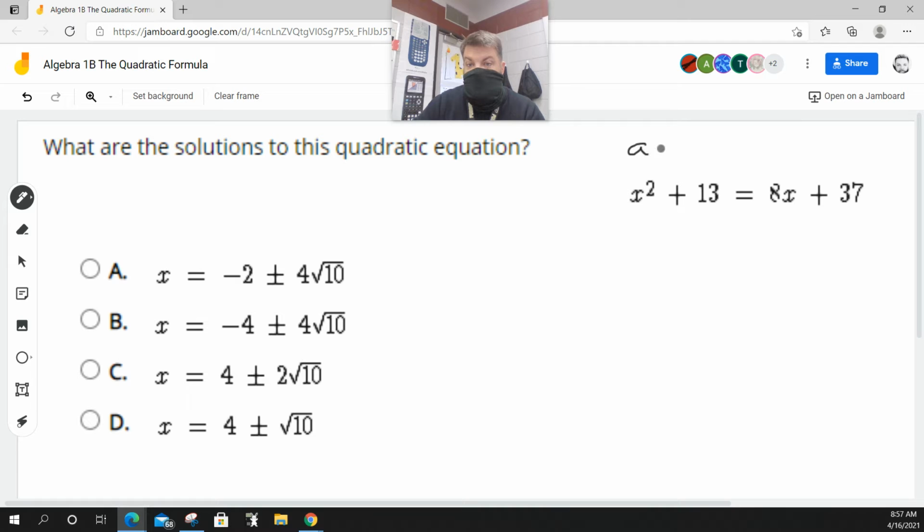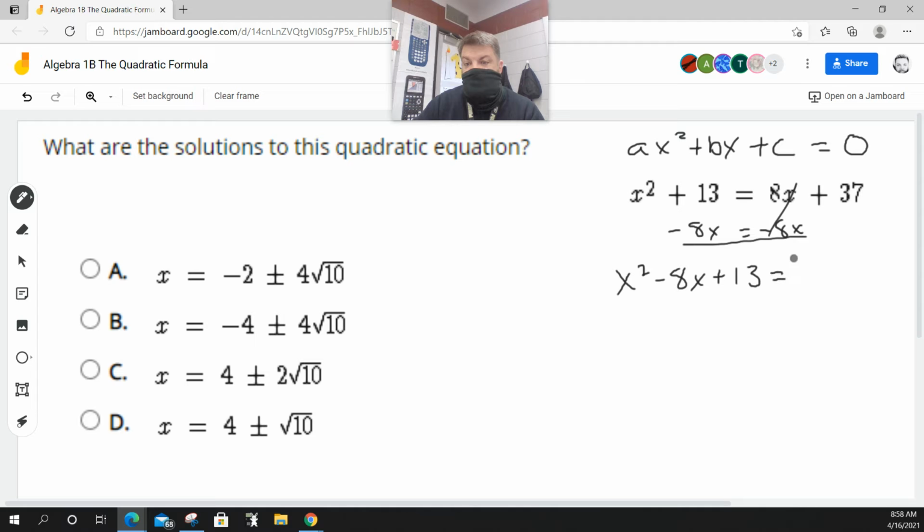We want it to be ax squared plus bx plus c equals 0. So that means I'm going to have to minus 8x, right? I got to set this whole thing equal to 0. So I'm going to subtract 8x from both sides. I get x squared minus 8x plus 13. These cancel, and that equals 37.